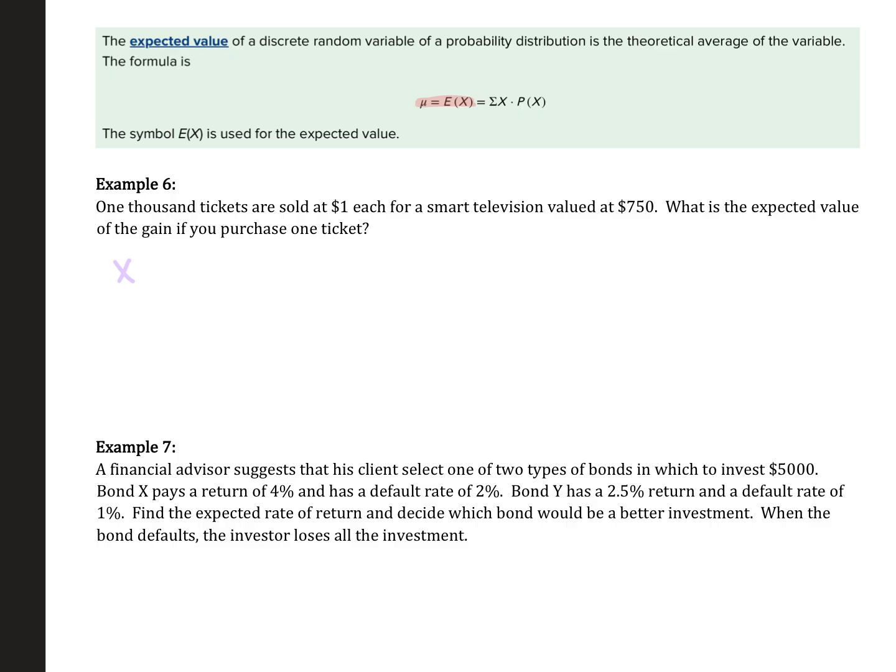So you have two values for X, and then you have a probability. Okay, so your value is either your win or your loss. If you lose, you bought one ticket, so you lose $1. If you win, you paid $1 for a ticket, but then you won a $750 TV, which means you won $749. Okay, now the probability, if I have 1,000 tickets that are being sold, only one of them is a winner. So this is 1 out of 1,000. This is 999 out of 1,000.